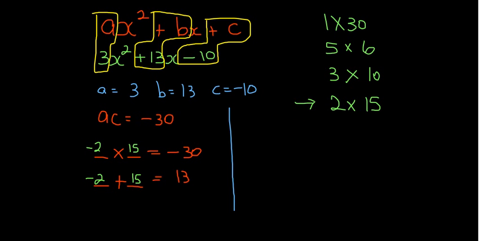Okay, so here's what we're going to do. From here now, I don't know how many people recall what the next step is, but your next step is to break up your middle term into the sum of minus 2x and positive 15x. And then from there you do your factorization by grouping. Alright?